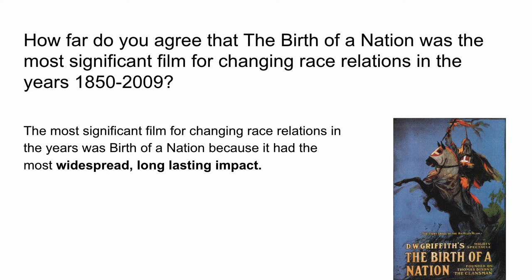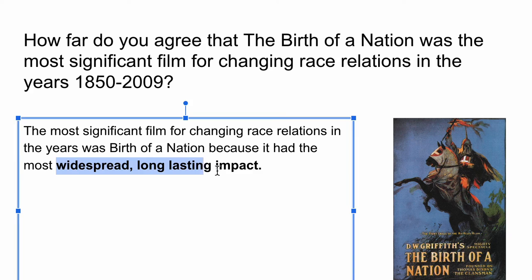So here's an example from the Civil Rights paper, and this is the breadth topic on literature, film, and TV. How far do you agree that Birth of a Nation was the most significant film for changing race relations in the years 1850 to 2009? And this is a shorter answer that obviously you would build on in an essay. But if somebody said the most significant film for changing race relations in the years 1850 to 2009 was Birth of a Nation because it had the most widespread, long-lasting impact, this is my criteria for judgment, isn't it? This is what I'm basing my argument on.